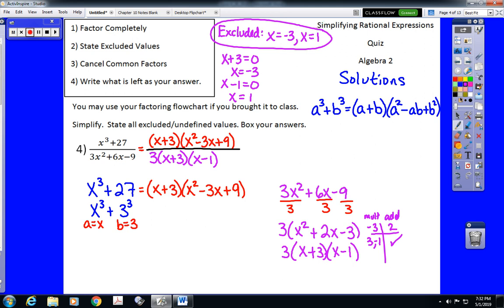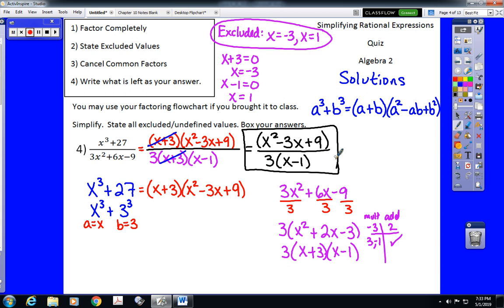Now, from there we're moving into the cancel step. So we look to see what we have in common between the top and the bottom of our fraction. The top and the bottom both contain an x plus 3 factor. So x plus 3 would cancel from the top and the bottom. That would leave the trinomial x squared minus 3x plus 9 on top, and a 3 and an x minus 1 on the bottom. That would be our solution.